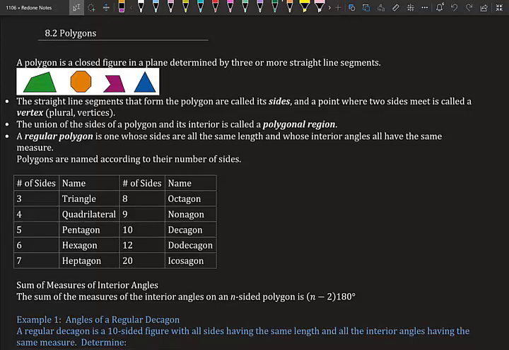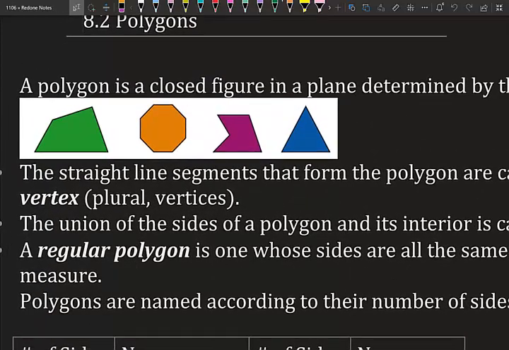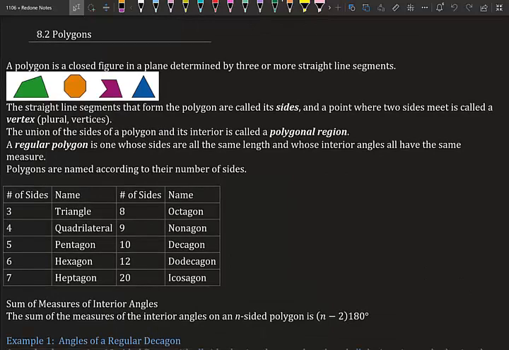Polygons 8.2. A polygon is a closed figure in a plane determined by 3 or more straight line segments. So anything that is made up of line segments that's closed together, it's a polygon. So it needs to have at least 3 sides. Doesn't matter what it looks like, it just has to be all connected and all have sides. That's a polygon.